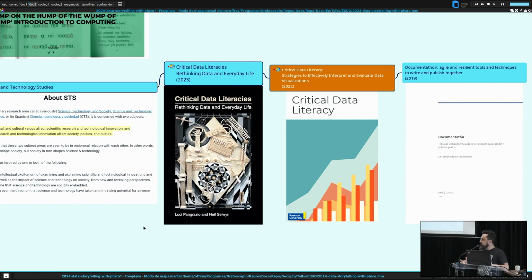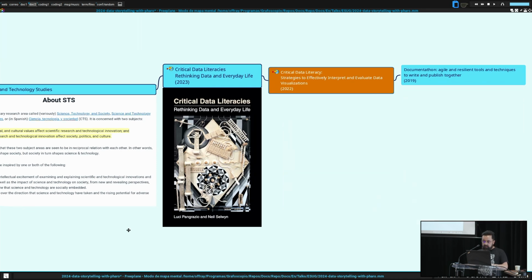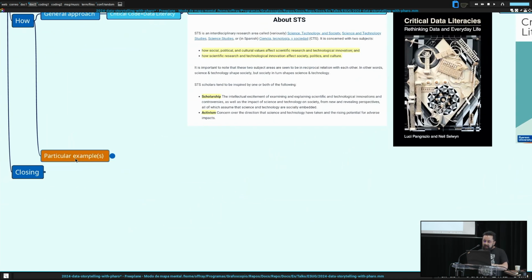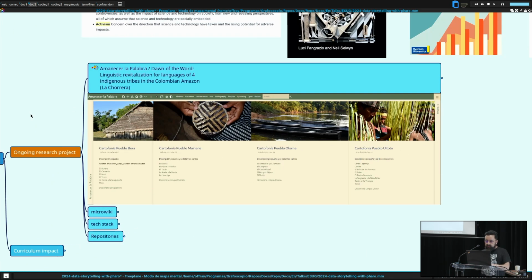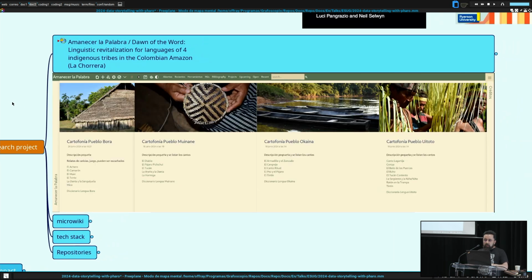Giving the grassroots communities possibilities to tell their own voices and publishing by themselves. So I am going to start with a particular example on an ongoing research project. It's this micro-wiki of the Amanecer la Palabra project. It's called the Dawn of the World. It's about the linguistic revitalization of 4 languages in the Colombian Amazonas, 4 tribes there.